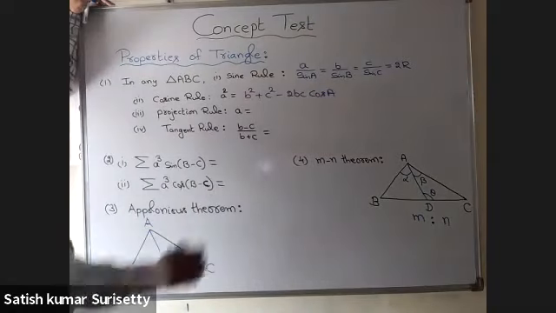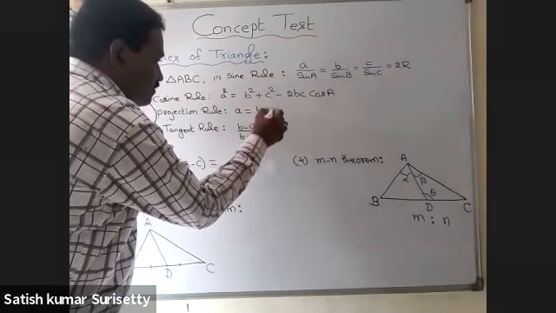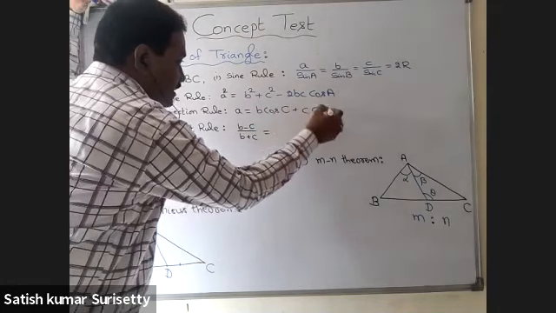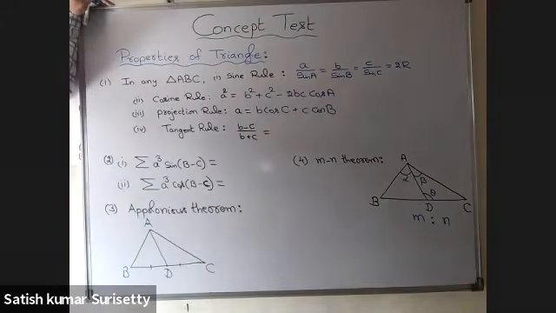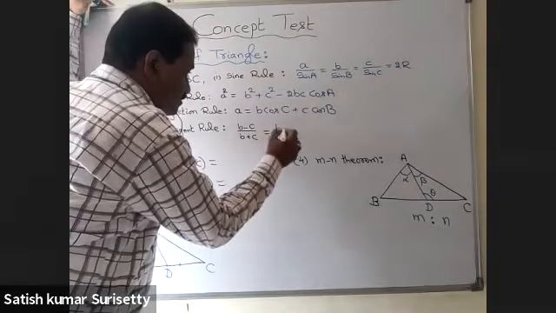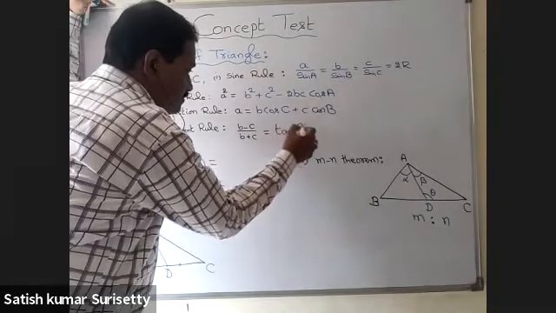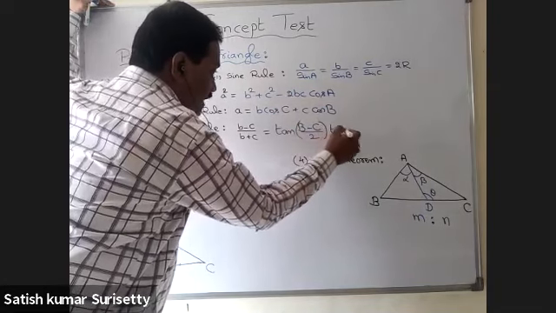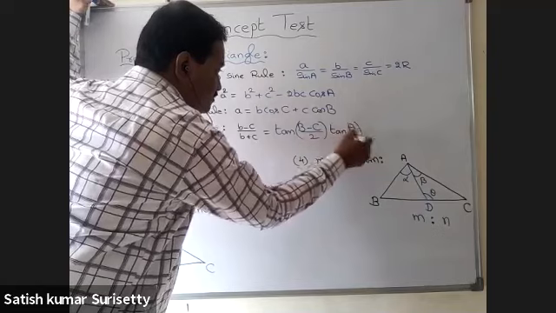Second, cosine rule: a square equal to b square plus c square minus 2bc cos A. Projection rule: a equal to b cos C plus c cos B. Fourth one, tangent rule: (b minus c) upon (b plus c) equal to tan of (B minus C) by 2 into tan A by 2.